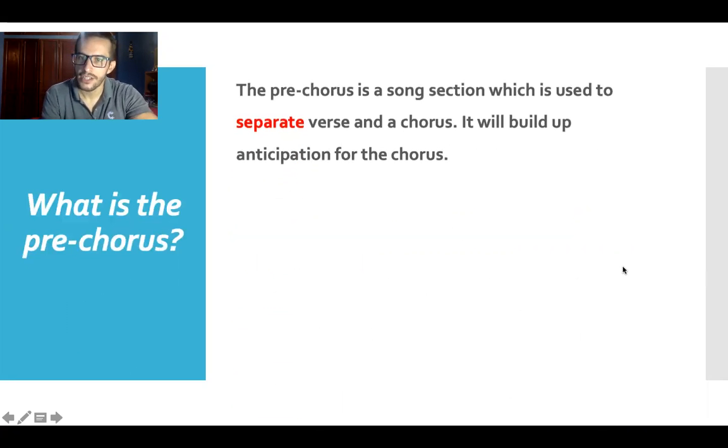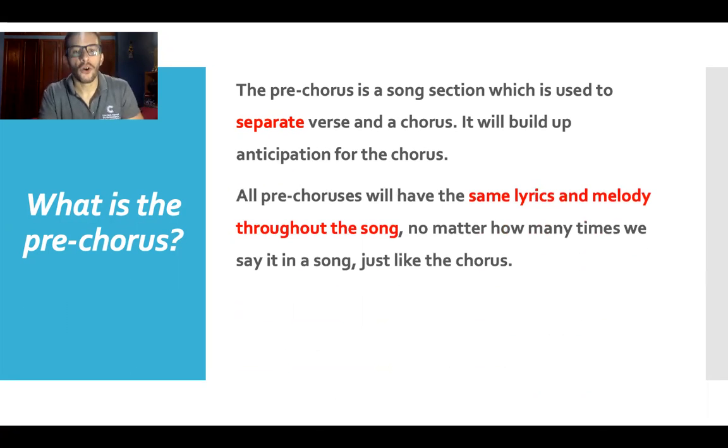So the pre-chorus is a song section which is used to separate verse and chorus. It will build up anticipation for the chorus. Okay, it's going to lead your process into the chorus. All pre-choruses will have the same lyrics and melody throughout the song. If you repeat the pre-chorus 2 times, both of them will be the same. If you repeat the pre-chorus 3 times throughout the song, all 3 times will be the same lyrics and the same melody. It will not change, okay? Just like the chorus. The chorus doesn't change, usually.